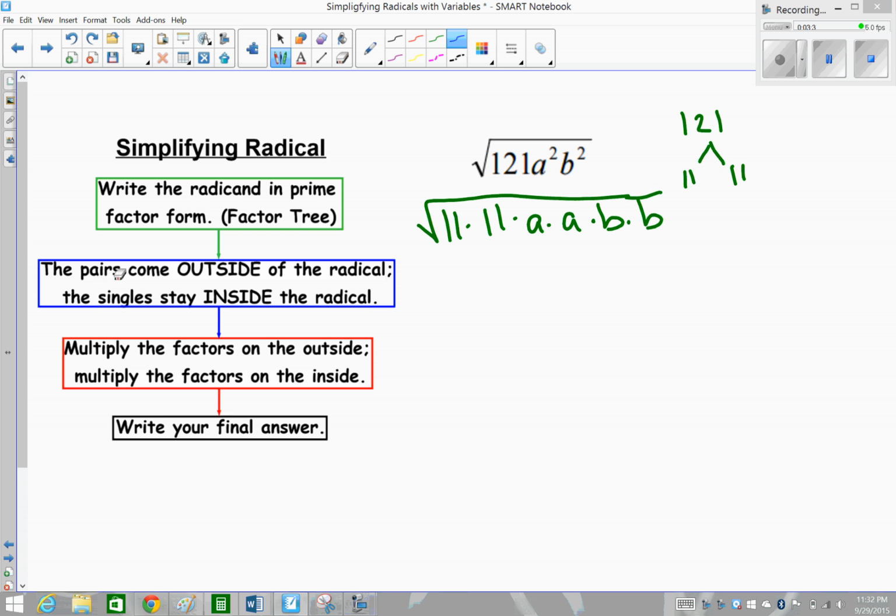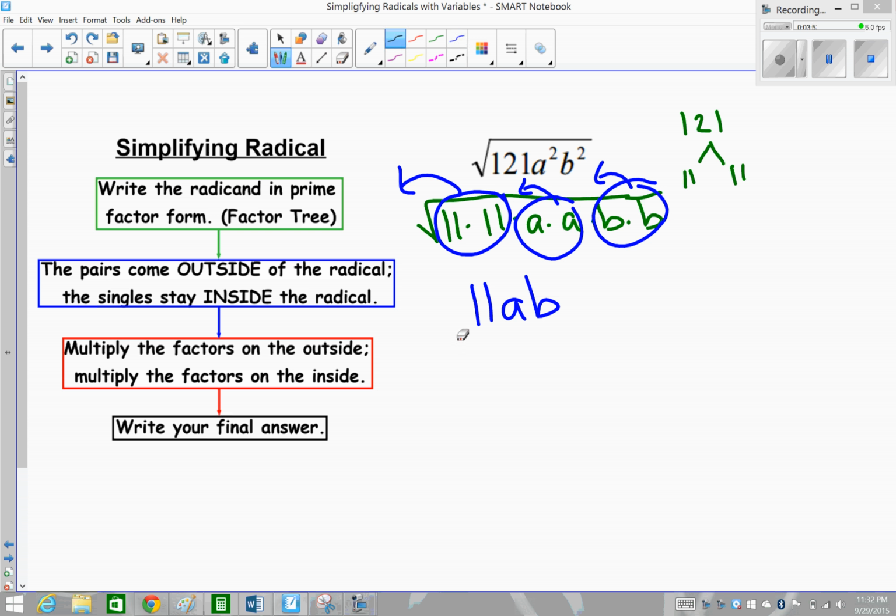Next, we're looking for the pairs. The pairs come outside of the radical and the singles stay in. I've got a pair of 11's, a pair of a's, and a pair of b's. So an 11 will come out, an a will come out, and a b will come out from underneath the radical. So I have 11ab outside of the radical. There were no singles left underneath the radical. So we have already gotten to our final answer. The square root of 121a squared b squared is 11ab. And sometimes that will happen where everything comes out from underneath the radical and nothing is left under.